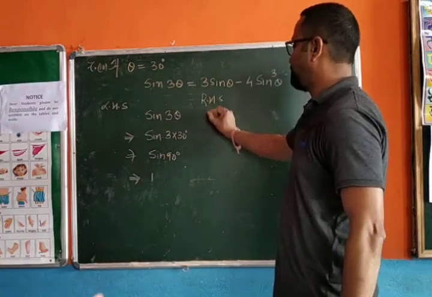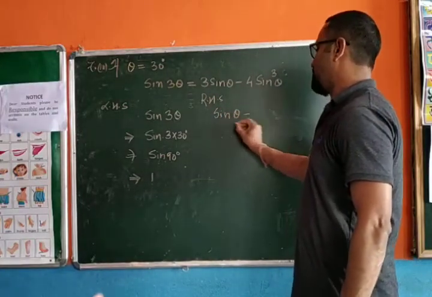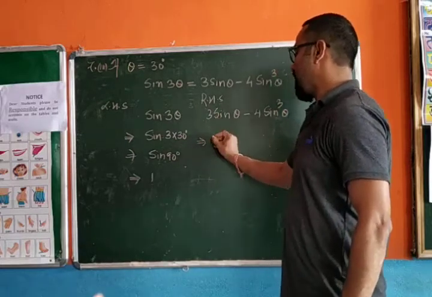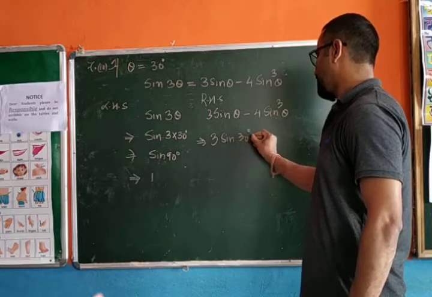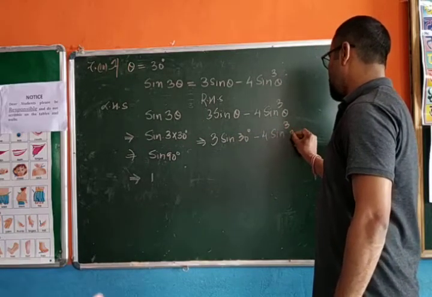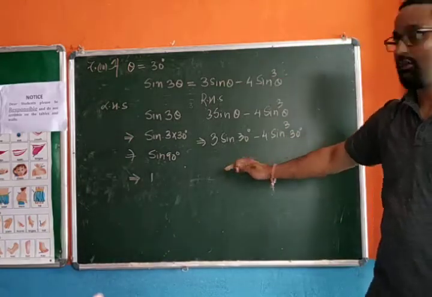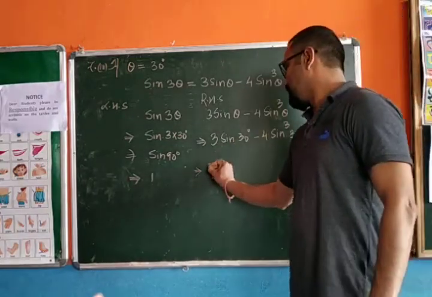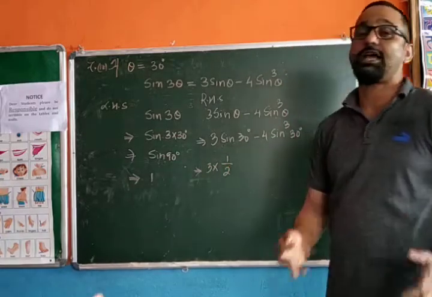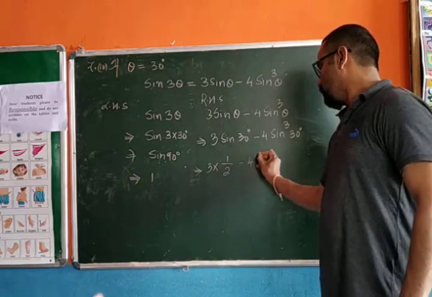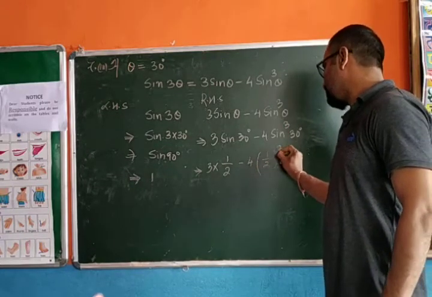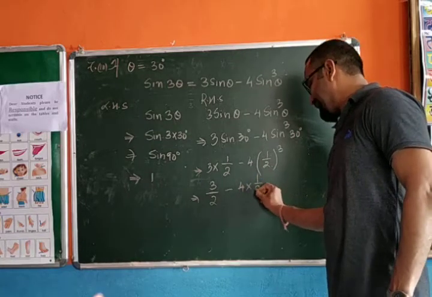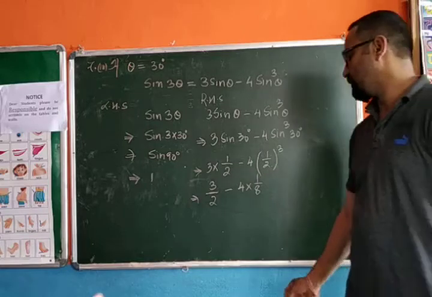Right hand side, 3 sine theta minus 4 sine cube theta. Substitution now. 3 sine 30 degree, 4 sine cube 30 degree. And once you substitute angle, the standard values for each has to be substituted. 3 into 1 upon 2 because sine 30 is 1 upon 2. 4 it has cube 1 upon 2 to the power of 3. 3 upon 2 minus 4 into 1 upon 8. Cube of 1 upon 2 is 1 upon 8.